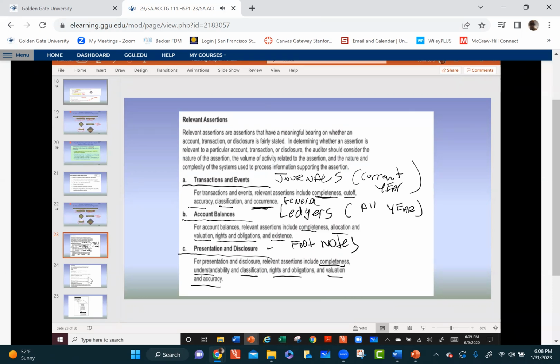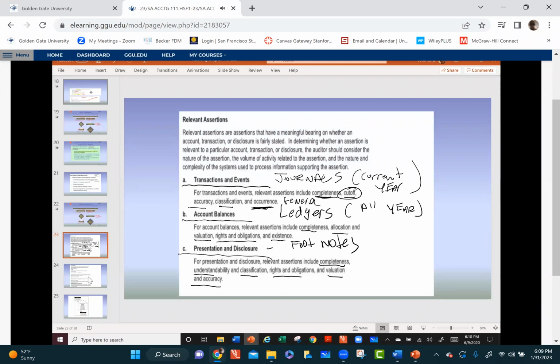Okay. What else? Cutoff. Cutoff says that they've recorded the transaction in the proper year. So what happens when we get close to year end is that potentially they accidentally forget to record a transaction that should have been recorded in 2020, and they don't get around to recording it until 2021. So for my cutoff procedures, I'm going to, again, look for controls that prevent or detect that, but I'm going to design my procedures close to year end.